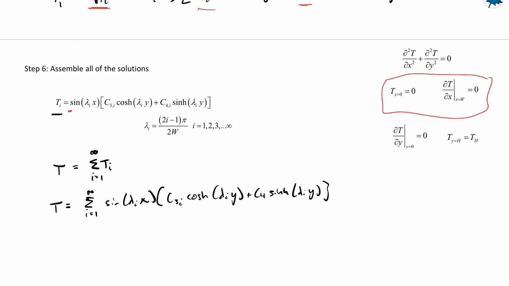So that's our next job. We have to now employ the y boundary conditions to solve for these remaining unknown constants. If you're looking at this and wondering how we're going to do that, we have essentially infinitely many unknown constants times 2, and we have 2 boundary conditions. How is that going to work? Well, we'll see. Okay.